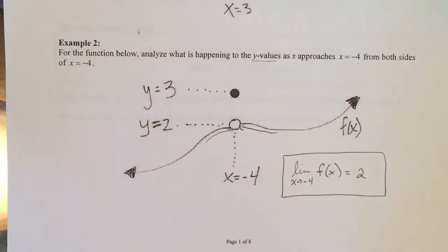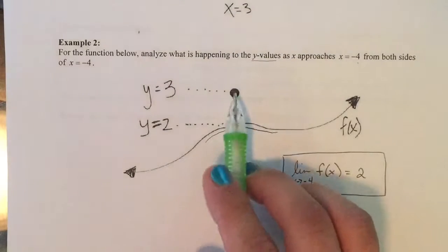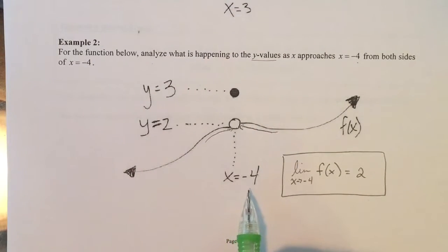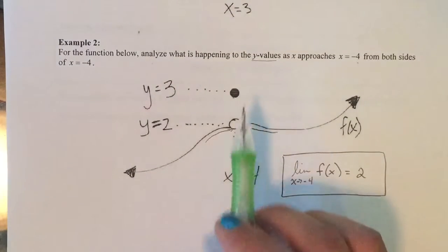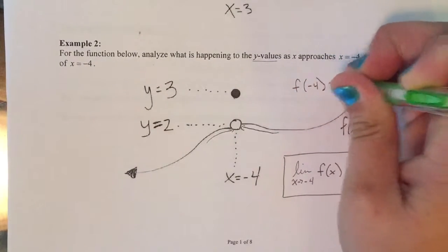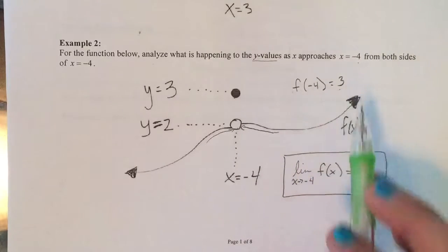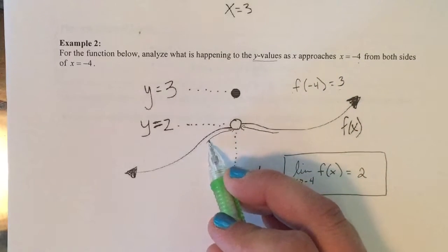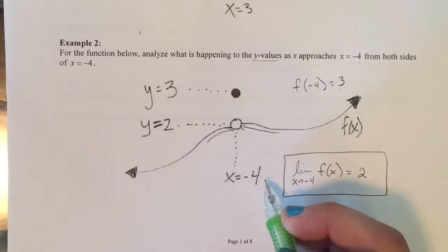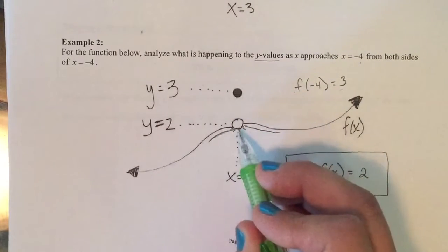And the part of the limits that seems to confuse everybody all the time is that you're looking at this value going, oh, but y equals 3 at -4, okay? But that's not what they're asking you. They're not asking you what is the function at -4, right? Because the function at -4 is 3. They're asking you, what is the function doing as it gets closer to -4? Well, as it gets closer to -4, it's going towards 2.